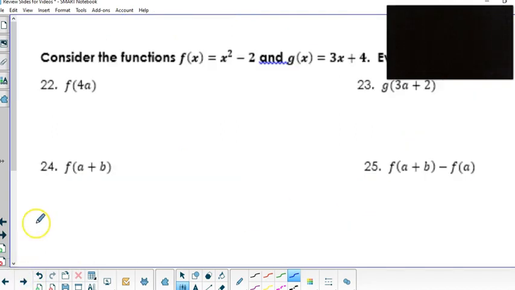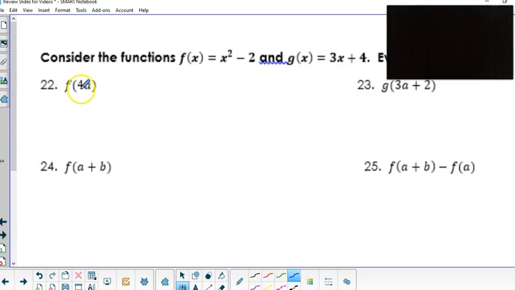All right, for our next part, we're going to consider the functions f of x equals x squared minus 2 and g of x equals 3x plus 4. And we're asked to evaluate each of these things. So we have two functions, f and g, and we need to plug this expression into the appropriate function.